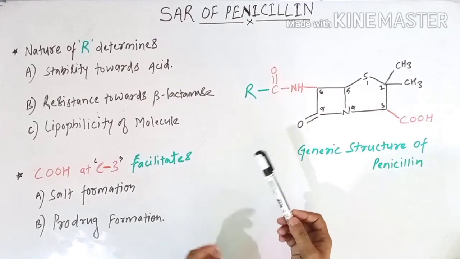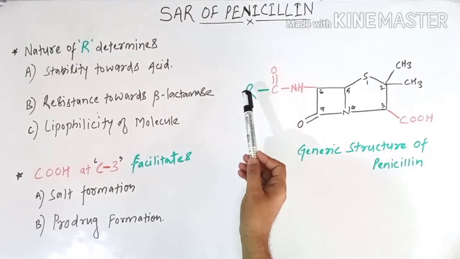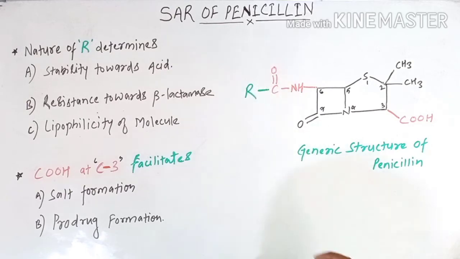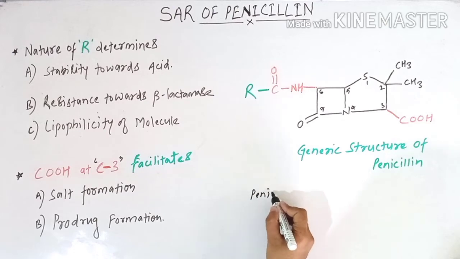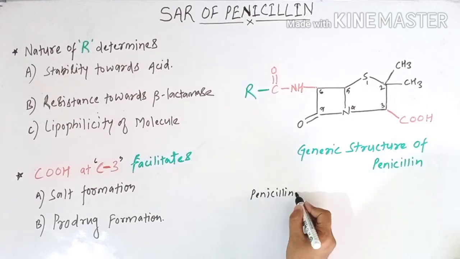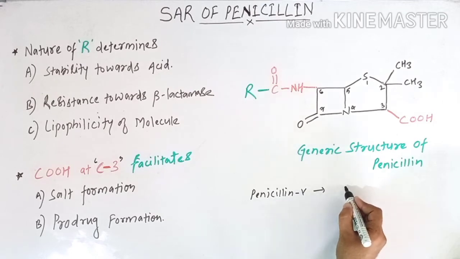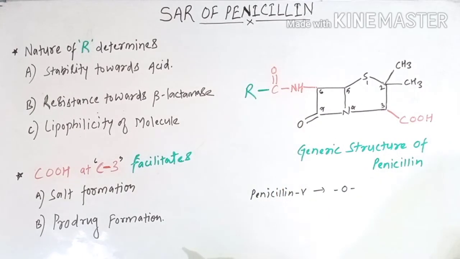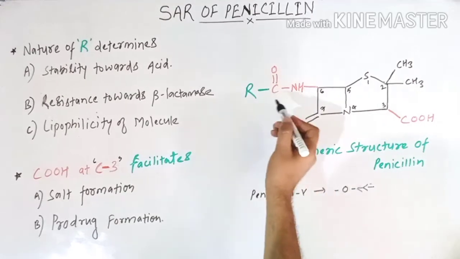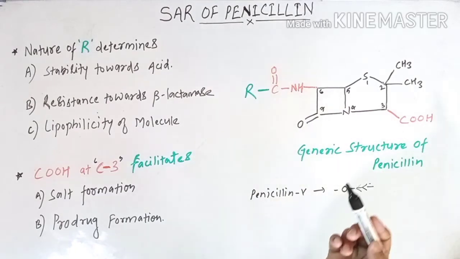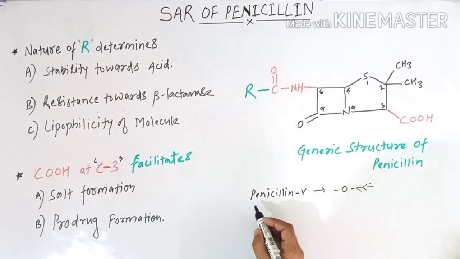What are the different electron withdrawing groups we have introduced over here, and what are the different penicillins we have developed? So the first one is your penicillin V. In penicillin V, we have introduced an oxygen atom next to this carbonyl carbon. So oxygen is electron withdrawing, so it pulls electrons towards itself from this carbonyl carbon, and thus improves the acid stability. The second one is your ampicillin.